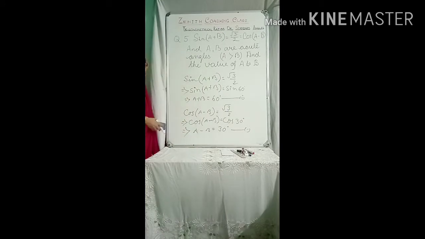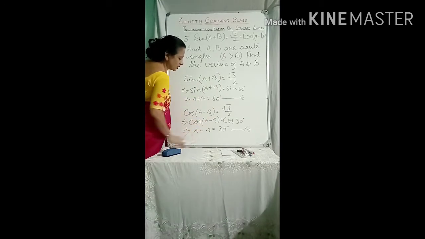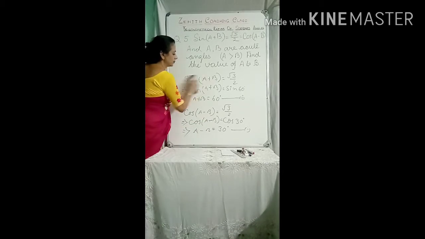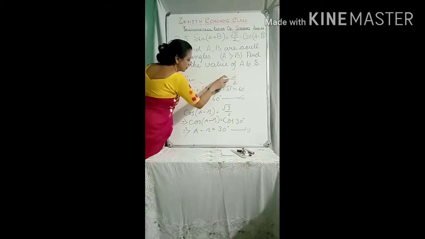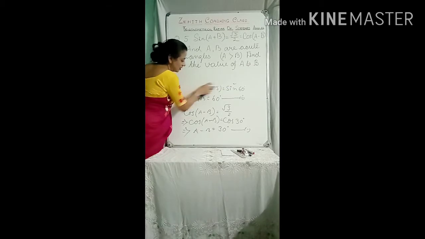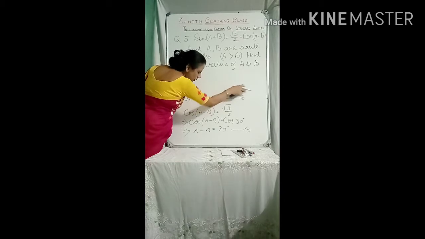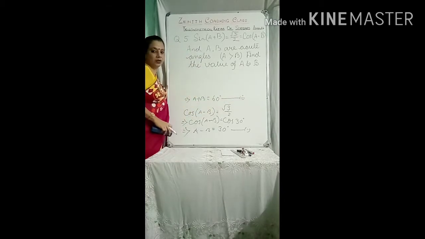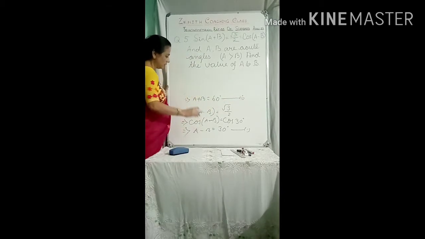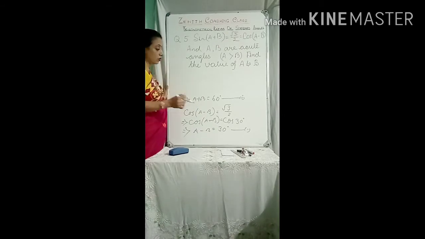So we can write here A plus B equals 60 degree and A minus B equals 30 degree. Okay. So let's write. You have to learn the fundamental concept. So don't think that there is a shortcut trick to find this.